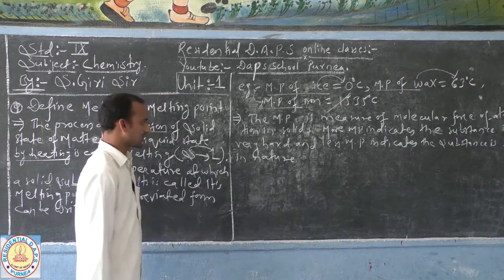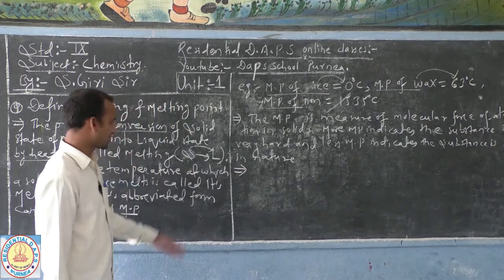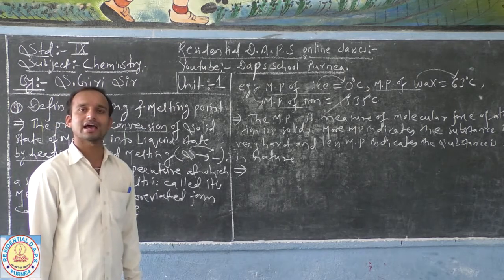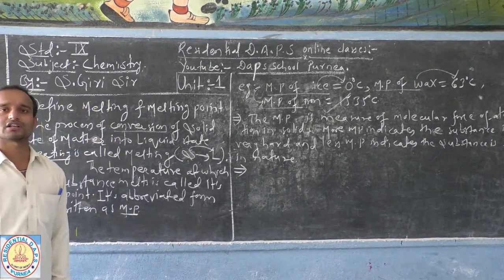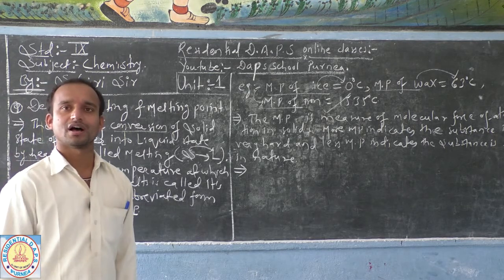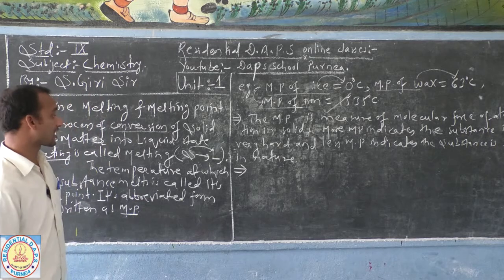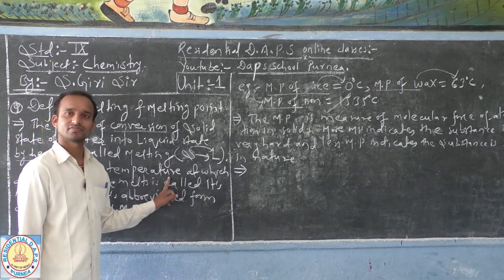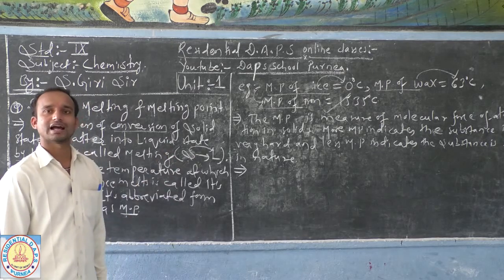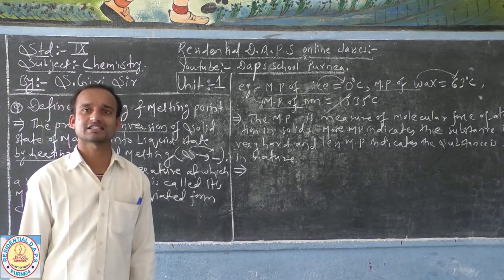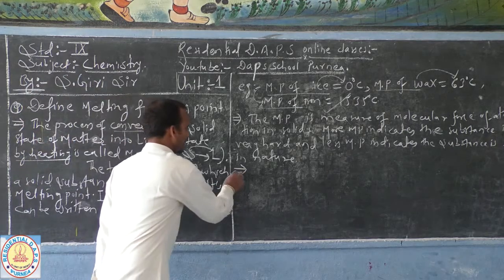So dear student, I think up to this you have understood what melting point is, what the melting point of solid materials is, and what the process of melting is. Simply remember that the conversion of solid into liquid on heating is known as melting, and the temperature at which solids melt into liquid is known as its melting point. So dear student, I think up to that topic you are well clear.